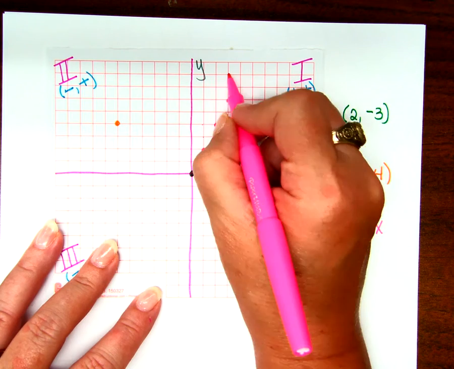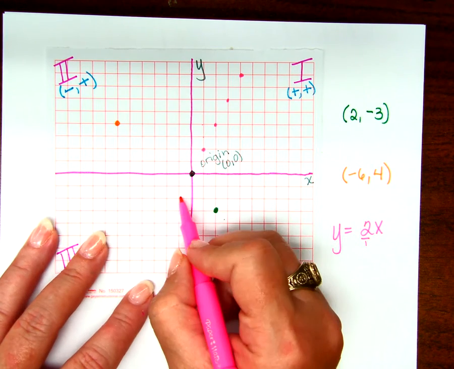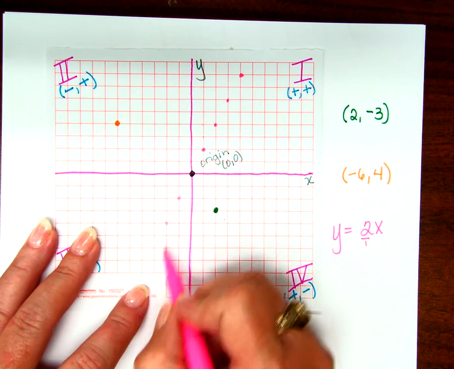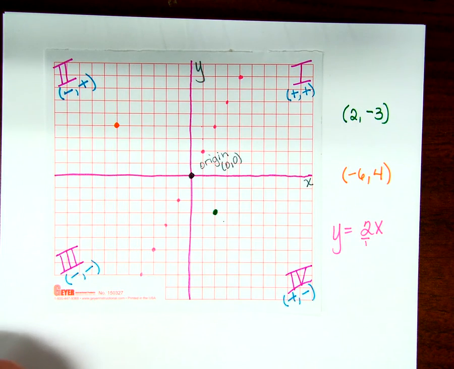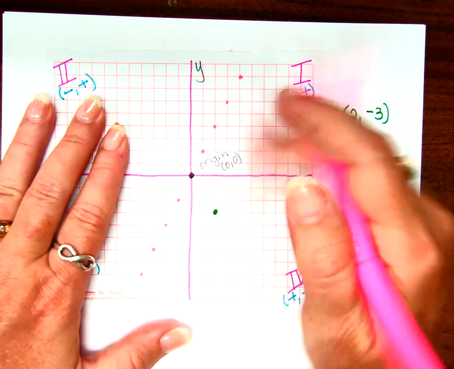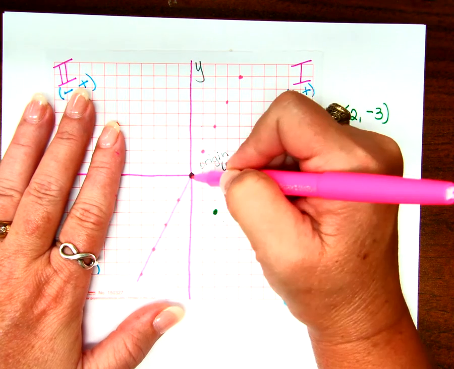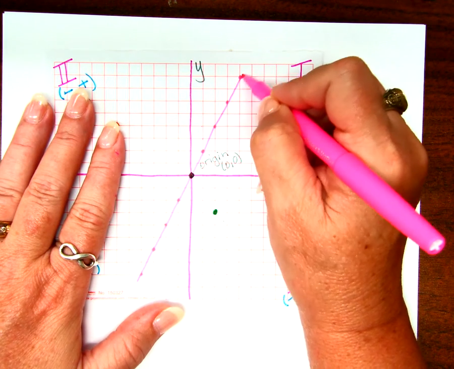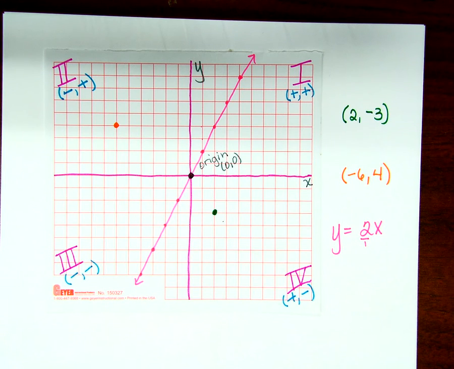How many points does it actually take to make a line? 2. How many am I drawing? Yeah, all of them that I can see, right? Because then I can see the line very clearly. If it's just 2, that's sometimes hard to see, right? And then it's a lot easier to sketch in my line like that. Does that make sense?